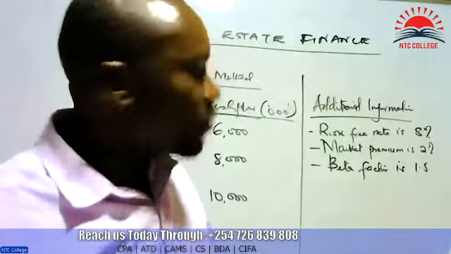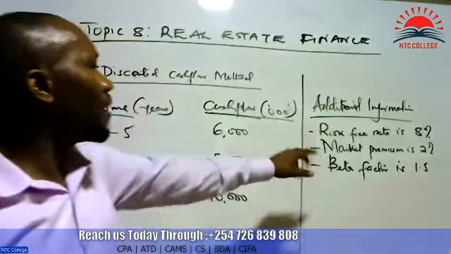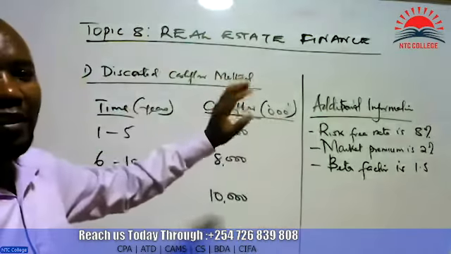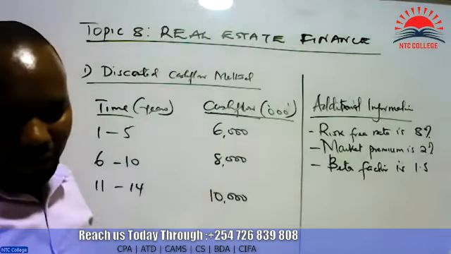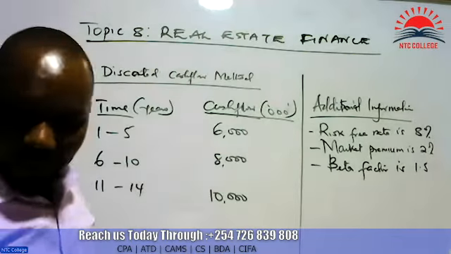Now, the additional information that you've been given after the cash flow is that the risk-free rate of return is 8%. We also have market premium as 2%. The beta factor is 1.5. Required.